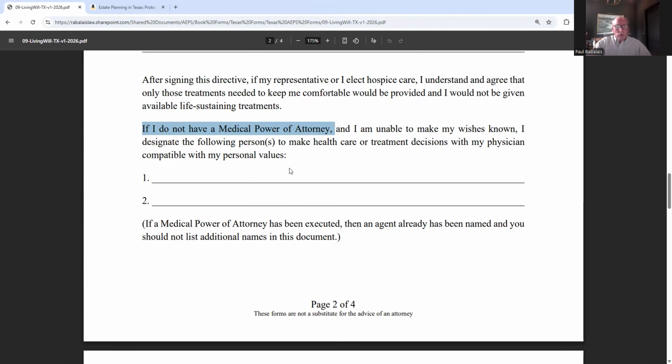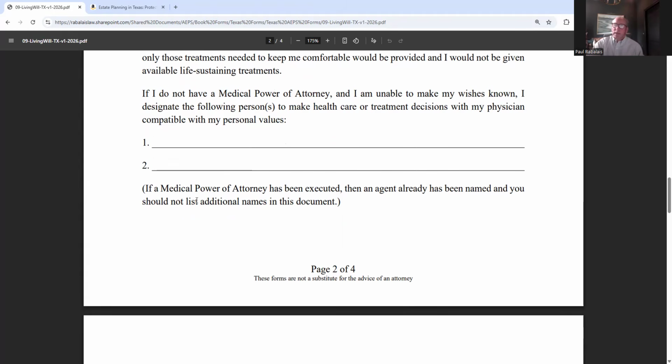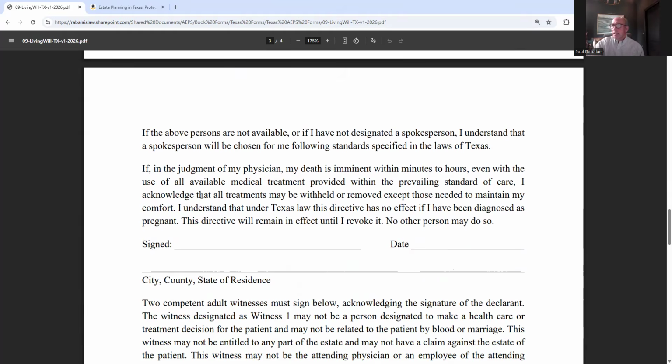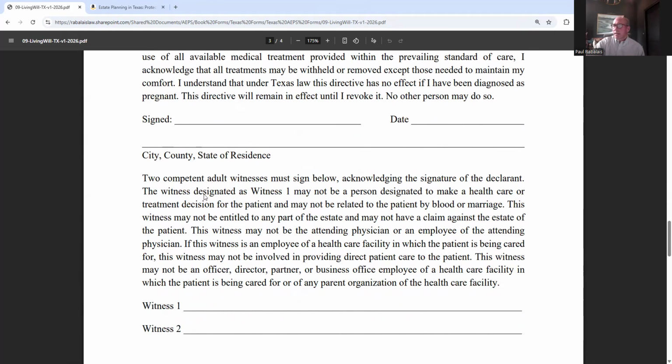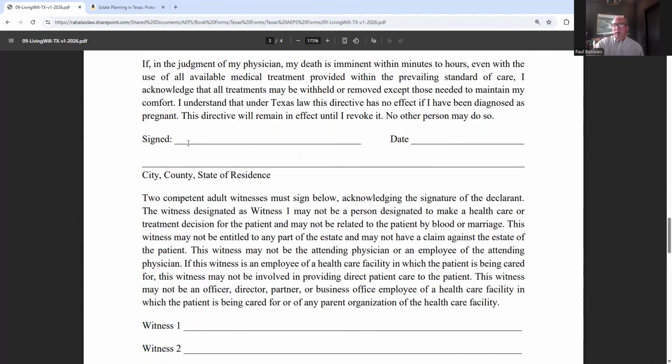So if you use the downloadable Texas specific medical power of attorney that you'll get when you purchase my book, you won't need to complete this. This is only if you don't have a medical power of attorney, but every adult should have a medical power of attorney. So you don't need to list additional names here. And then there's a few other provisions here, which you ought to read. I don't want to just go through this whole thing. And then this is where you'd sign it and date it and put your city, county, and state of residence.